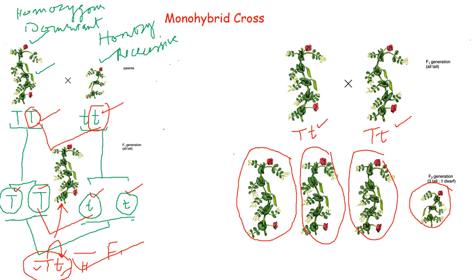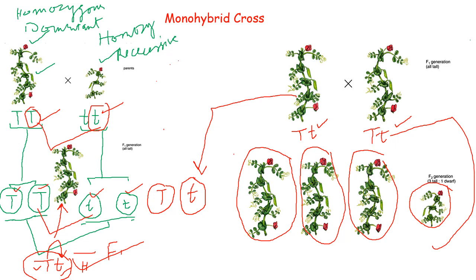Actually, during meiosis, or during gamete formation, these two, capital T and small t, separated and moved to two different gametes. Capital T and small t moved to two different gametes, and this capital T and small t again move to two different gametes. Now if we cross the gametes, we will have three tall plants and one dwarf plant like this.